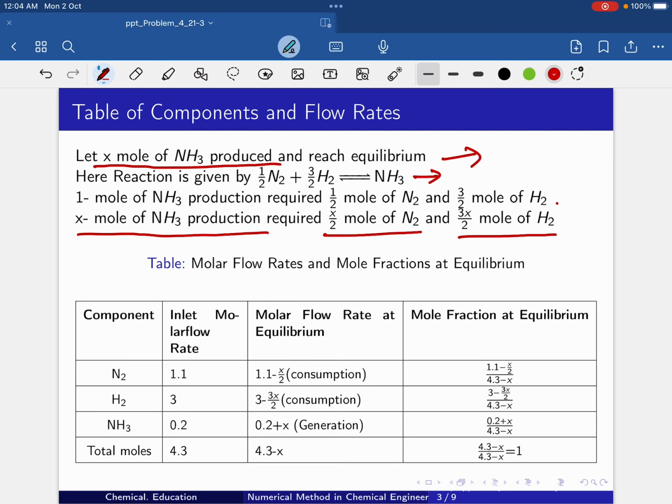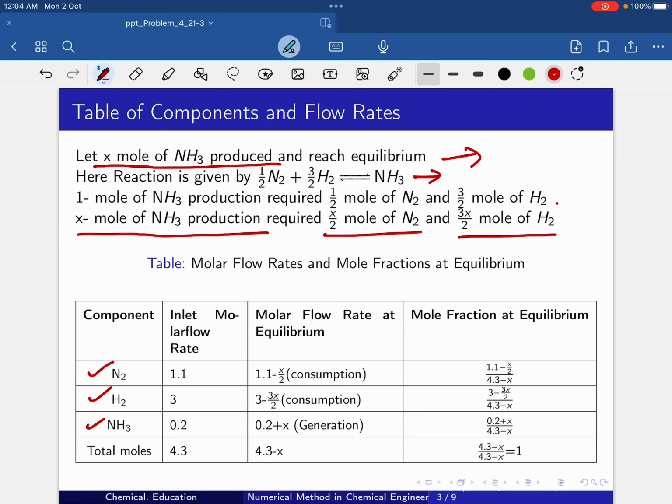Now at the equilibrium, what will be the nitrogen, what will be the hydrogen, and what will be the ammonia, that I am going to calculate here. In this table, nitrogen, hydrogen and ammonia are already there, and the inlet molar flow rates from the question are 1.1, 3 and 0.2, total is 4.3. Now the molar flow rate at equilibrium. So at equilibrium, how much nitrogen is present? Initially nitrogen was 1.1.